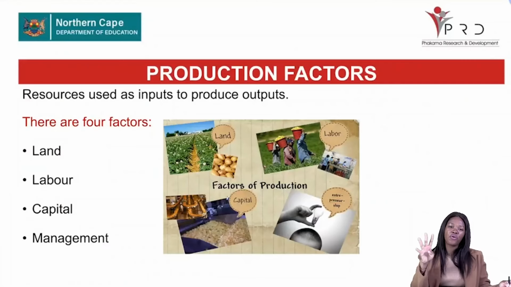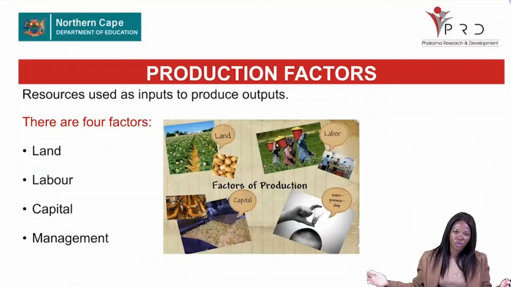There are 4 production factors that we need in agriculture or in our economy. First one is the land. Second one, the labor. Third one, capital. And the last one is management. Always bear in mind that you need all the 4 production factors. If there is no land, there will be no production. If there is no labor, there will be no production. If there is no capital, there will be no production. Even if you have the management, the labor or the land, but if there is no capital, there will be no production.